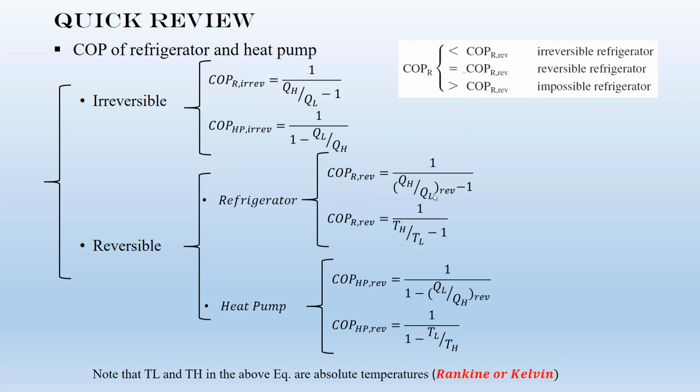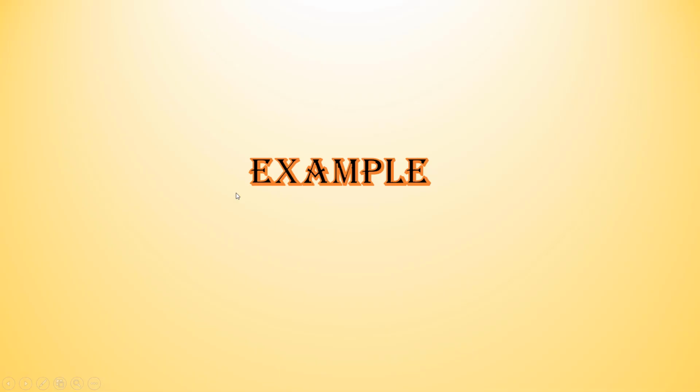And then for the COP of refrigerator and heat pump, again, for the irreversible process and reversible refrigerator or heat pump, you have different equations to calculate the COP for refrigerator and heat pump. Let's solve one more example from this chapter, and then we can start chapter 7.